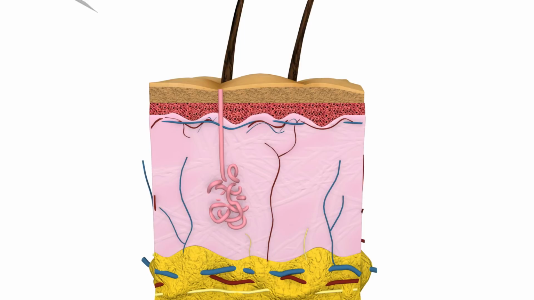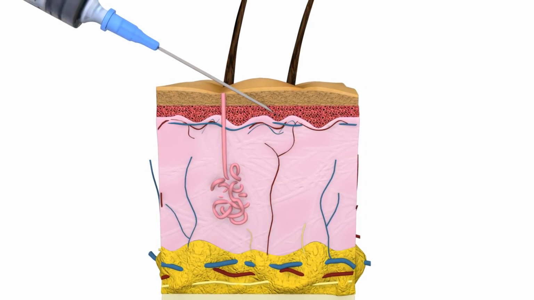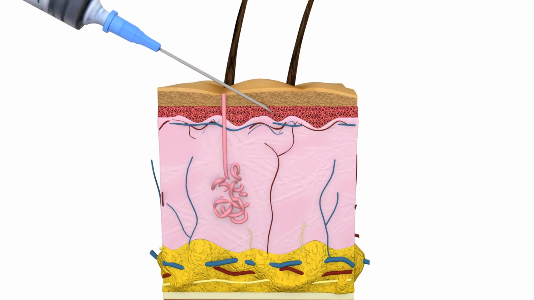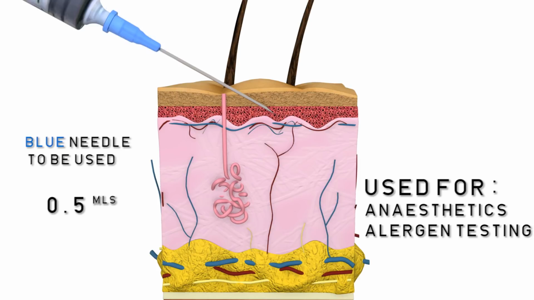The intradermal route is where medication is injected just below the top layer of the skin, the epidermis. As the injection site is not near any major muscles or blood vessels, the action of the medication is limited to the area of the injection site and is therefore primarily used for anaesthetics or allergy testing. A maximum amount of 0.5 mL of medication can be given. A blue needle should be used and inserted at a 10 to 15 degree angle.